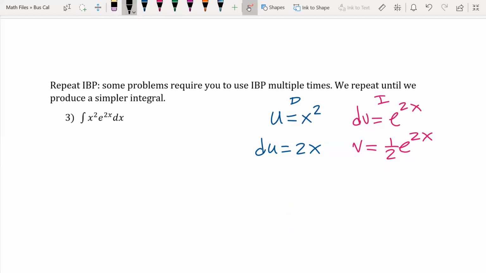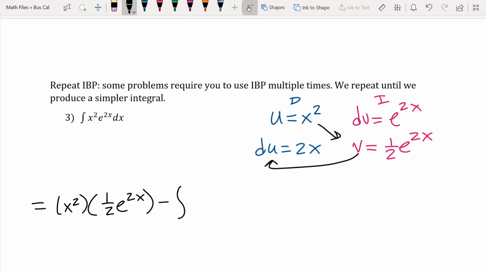Okay, we are ready to set up our integral by parts. So it's u times v, x squared times 1/2 e to the 2x, minus the integral of v du. Or you can even say, what do teachers do to make it sound cool? They say voodoo. You have 1/2 e to the 2x. Oh yeah, and don't forget your dx on these derivatives. There we go. 1/2 e to the 2x times 2x dx.